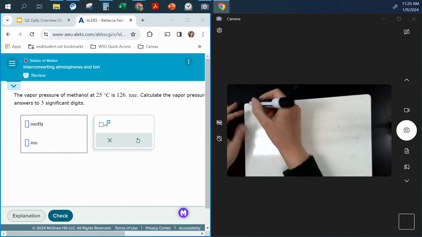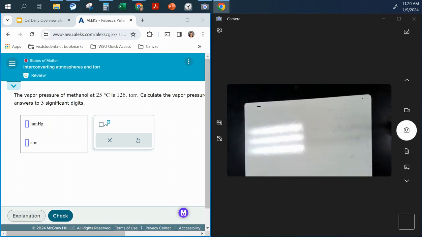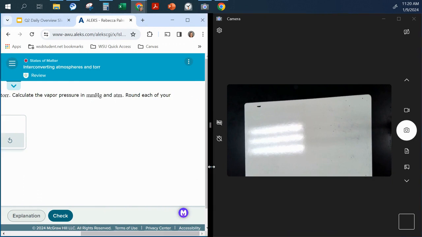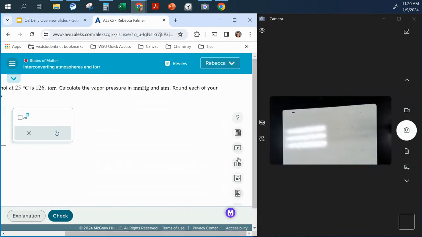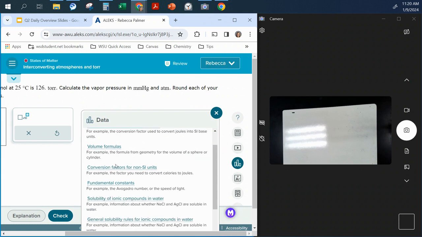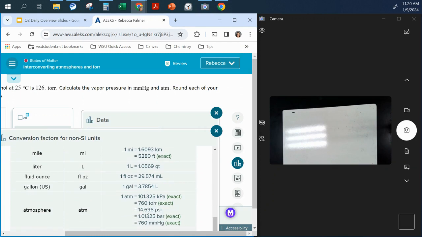The things that we need to know here are we need to know for how many torr in an atmosphere. So let me look up in Alex. Conversion factors for non-SI units. So we need to know some of these. So 1 atmosphere is, we need to know torr and millimeters of mercury.